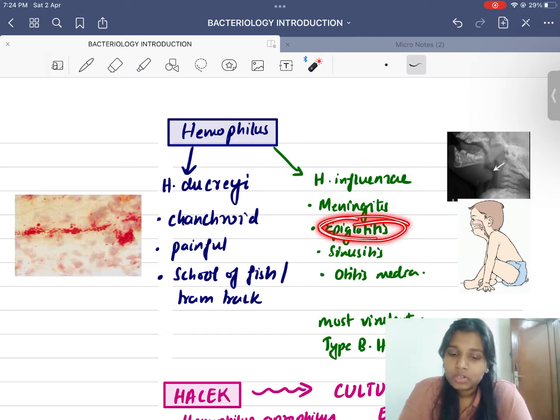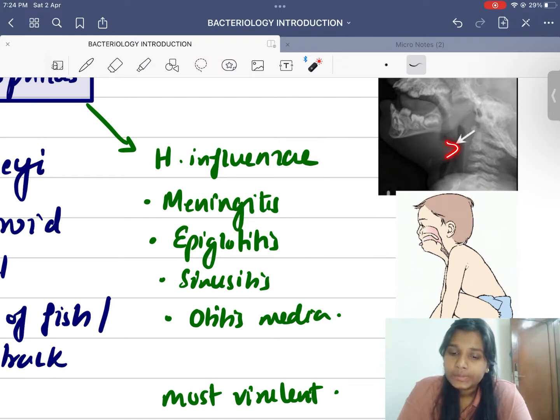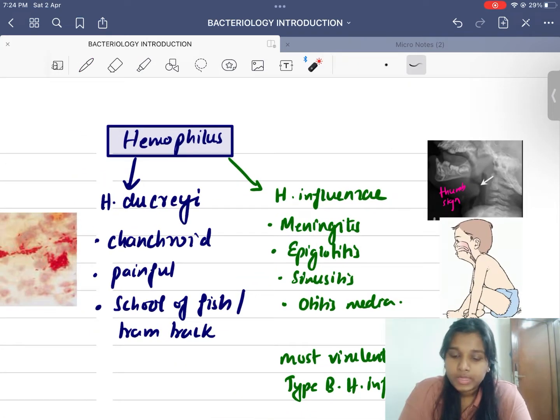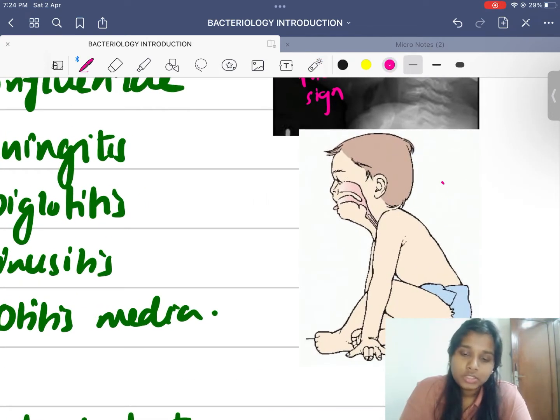Now, if you know about epiglottitis, what do we learn in ENT? It presents with thumb sign, right? Thumb sign. The patient is in the tripod position, right? Thumb sign, this sign, right? You can see the inflamed epiglottis here. And then this is the tripod position.